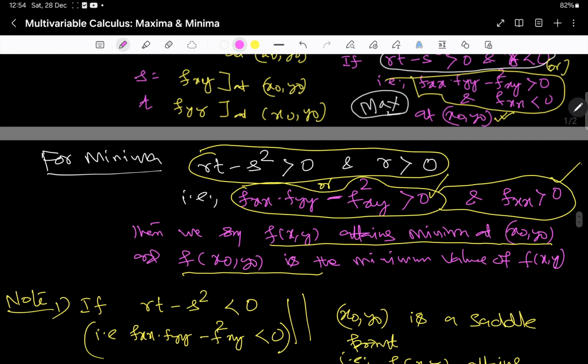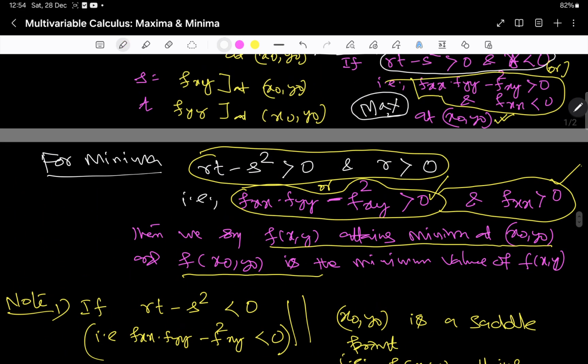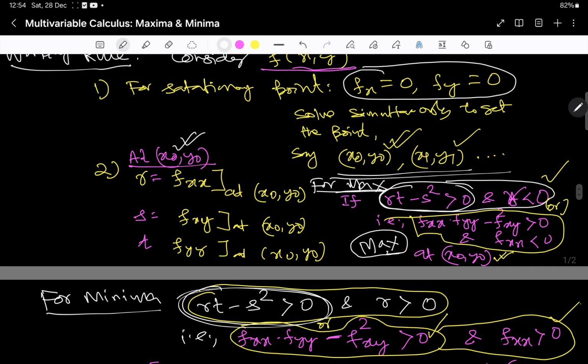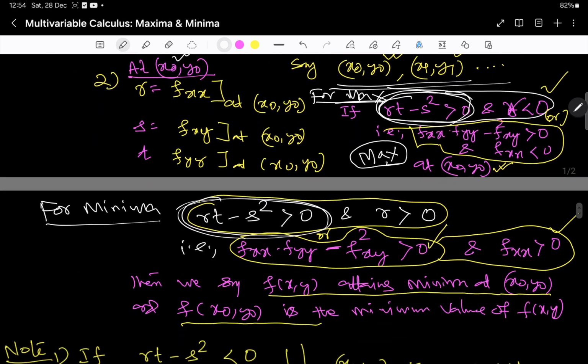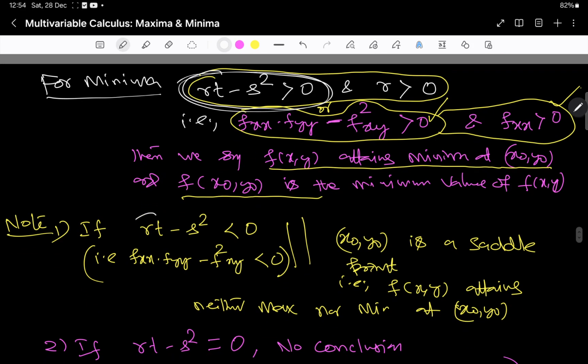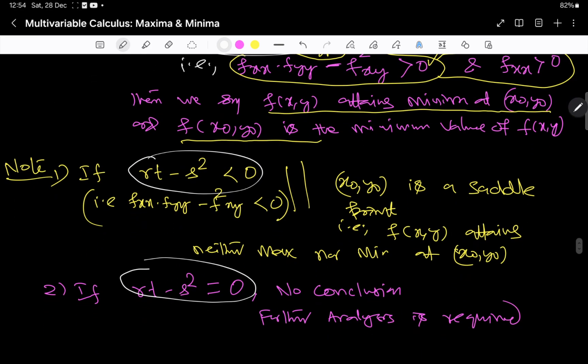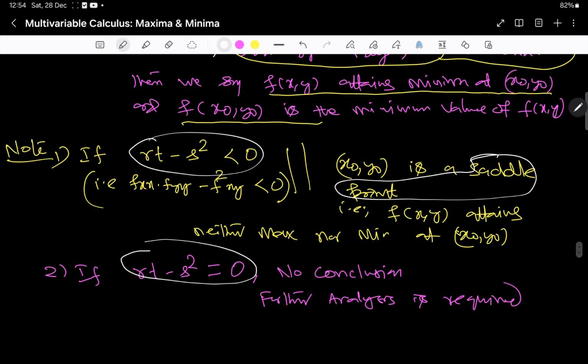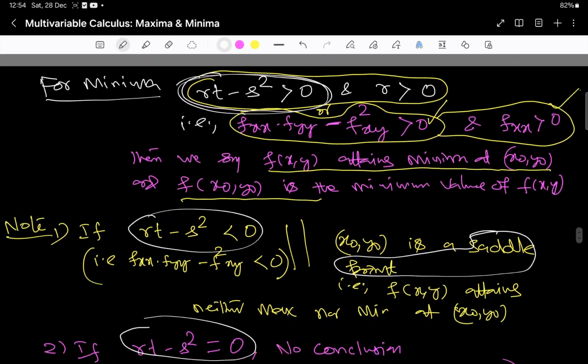So you see, in both cases, for minima and for maxima, we have considered rt minus s square positive. The negative case and the equality case we have not considered for maxima and minima. We overlook these two cases here. However, we should point out what a saddle point is. Now let us discuss some examples, then your idea will be clear.